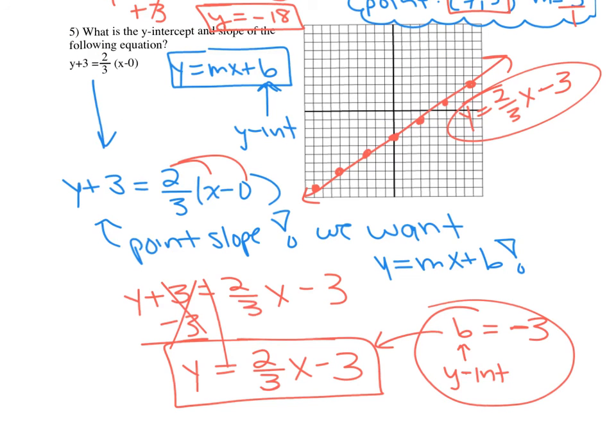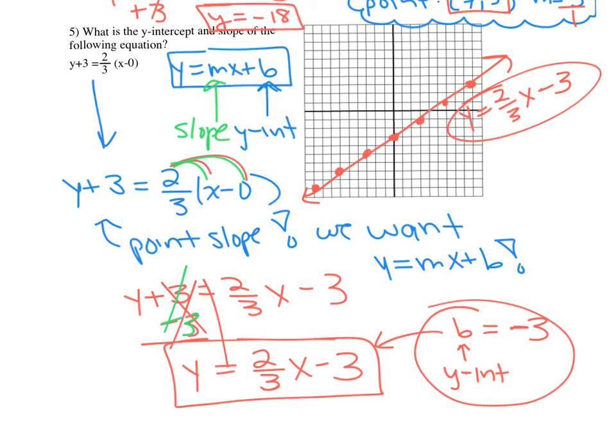Alrighty, and here is my solution for question 5. So we want to know what the y-intercept and slope is for the following equation. I found that if I write this in y equals mx plus b form, it will be very easy for me to identify the slope as well as the y-intercept. By distributing here, 2/3 times x and then 2/3 times 0, this is really just nothing. 2/3 times 0 is just 0. So now I'm left with y plus 3 equals 2/3 x.